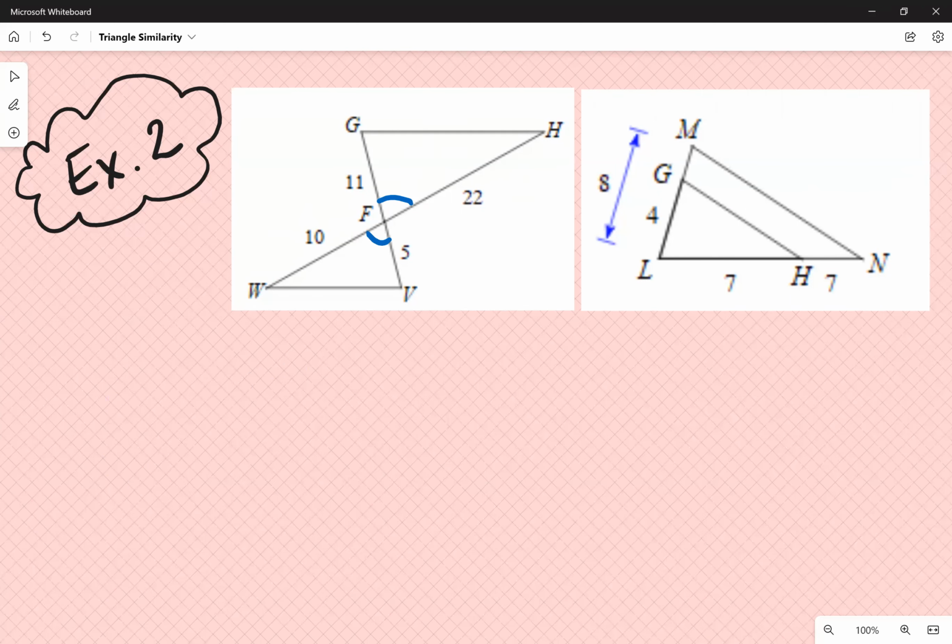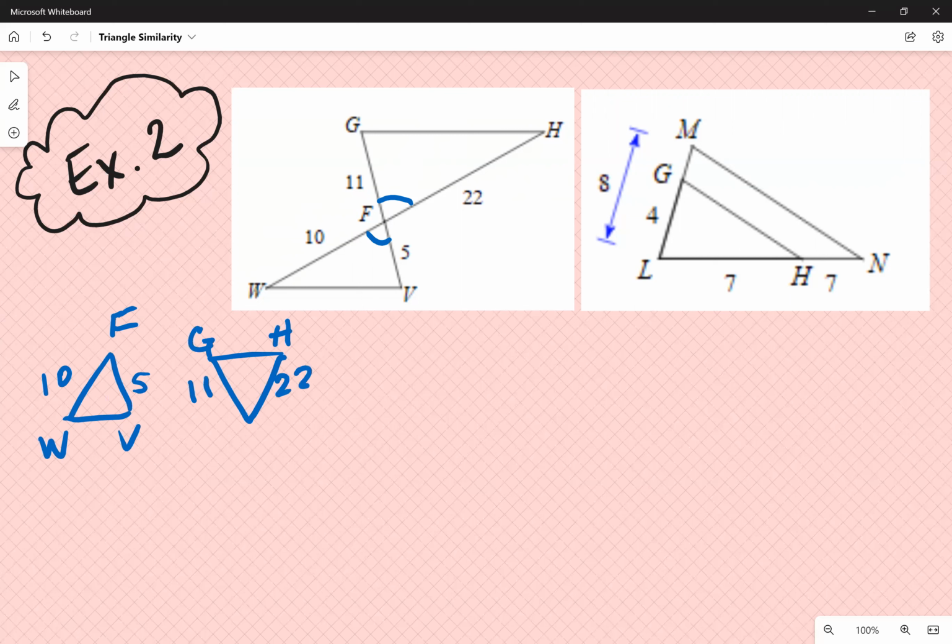If I were to take these triangles apart, I'm going to go with the bottom one first. I have F with a 10, a 5. I have WV. So that's the first triangle. The other one is upside down, but if you needed to draw it upright so that you can match it, that's fine as well. And then F is at the bottom. Well, we know that angle F is reflexive, so it's congruent to itself, but that's all we know as far as angles are concerned.